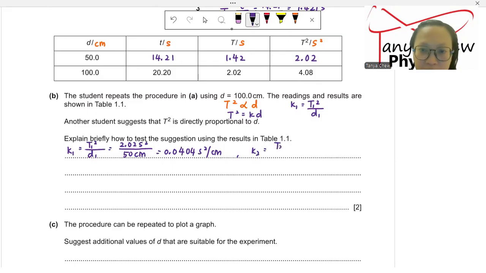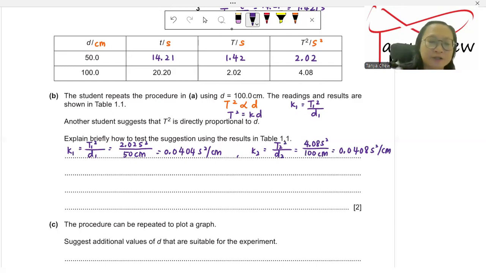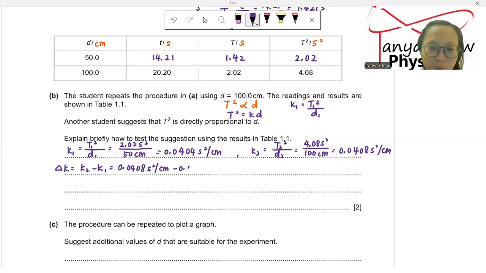K2, I use period 2 square divided by D2 value. That is 4.08 second square divided by 100 cm. Here I got 0.0408 second square per cm. Now I find the difference between the K values. So the difference between the K values is equal to K2 minus K1, which is equal to 0.0408 second square per cm minus 0.0404 second square per cm. And I got 0.0004 second square per cm.